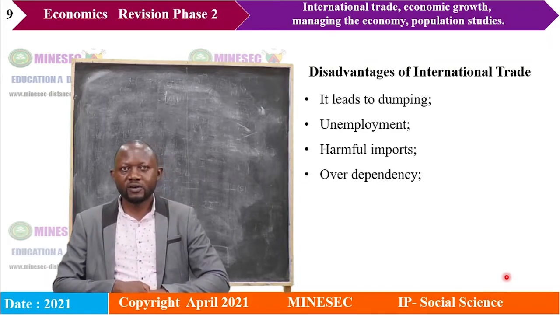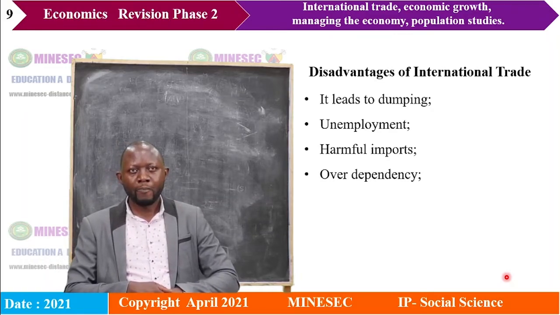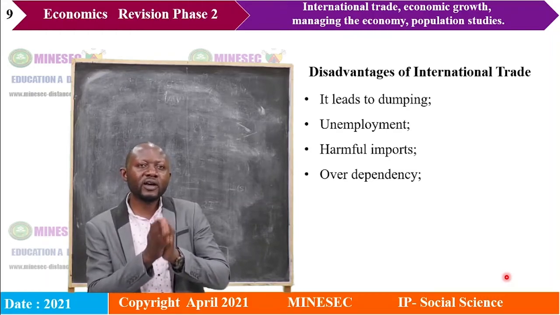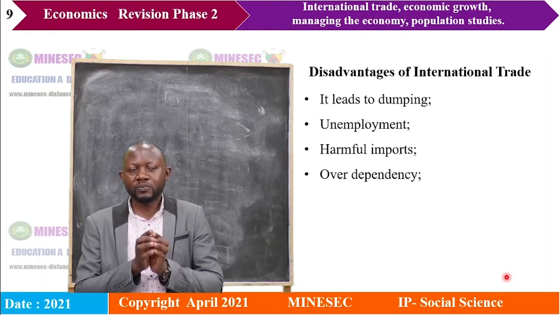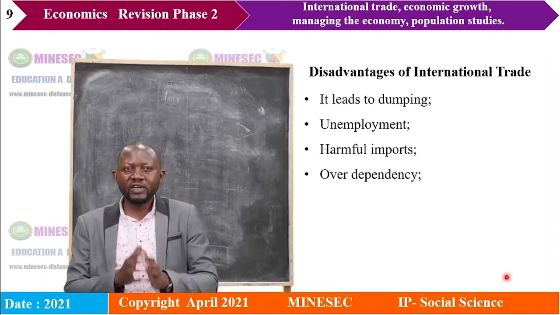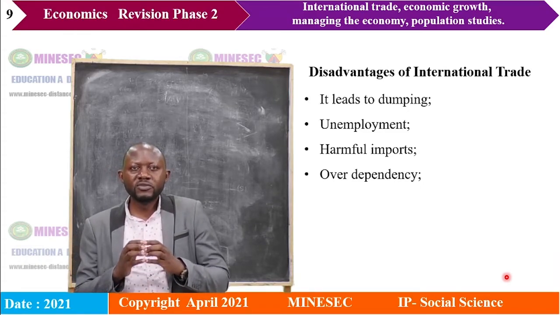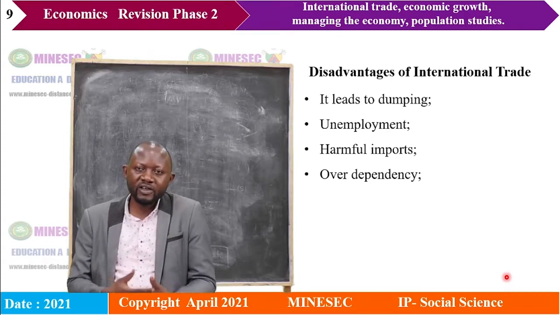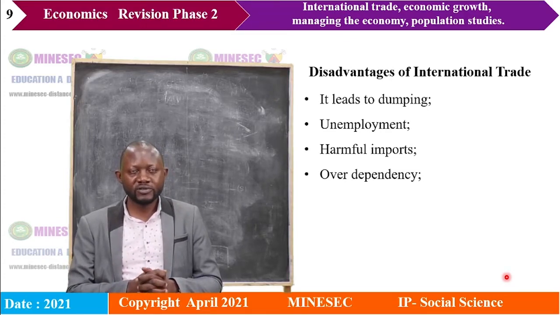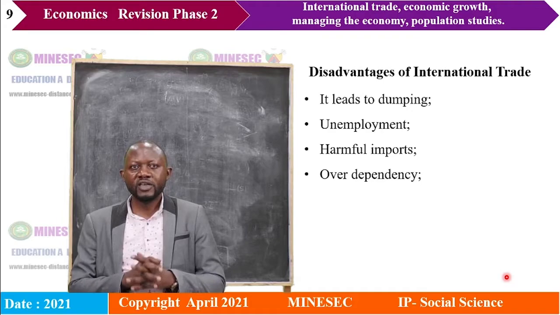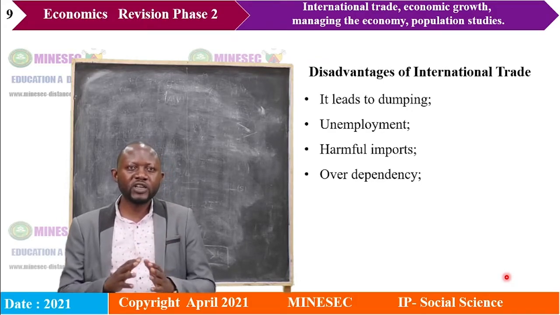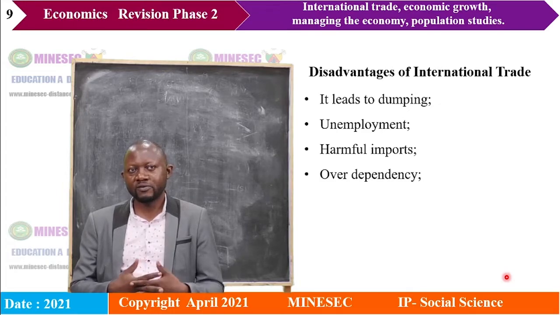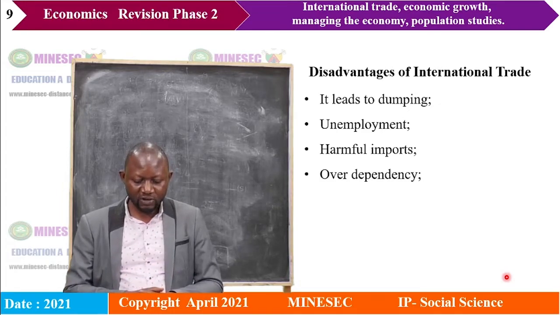Overdependency equally is a problem. When countries specialize, they might tend to overdepend on other countries, and it becomes a problem when they overdepend for a very necessary, very vital commodity that is very necessary for the livelihood of the citizens. In that case, if there's any problem, any conflict with the trading partner, that country is going to suffer because they may have to stop the supply of such commodity.